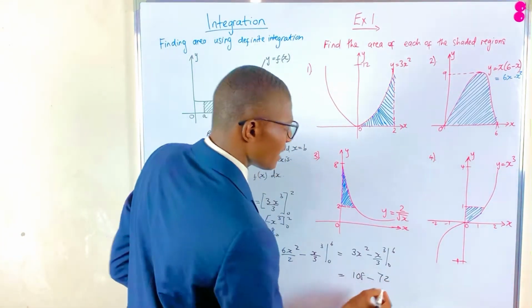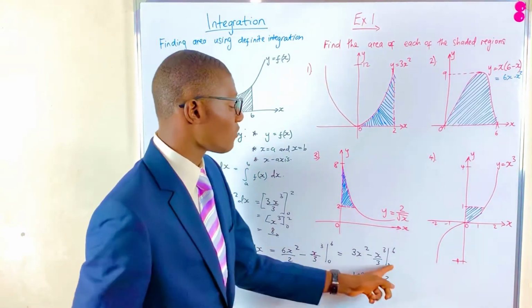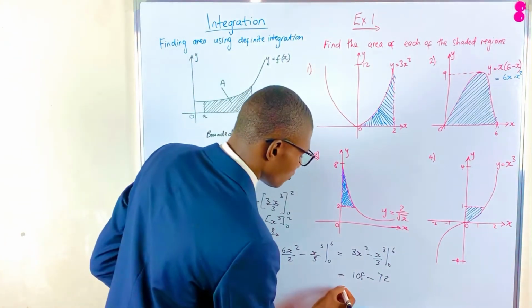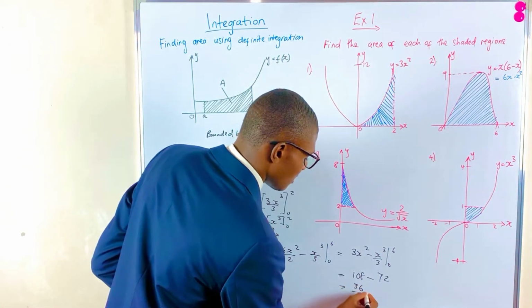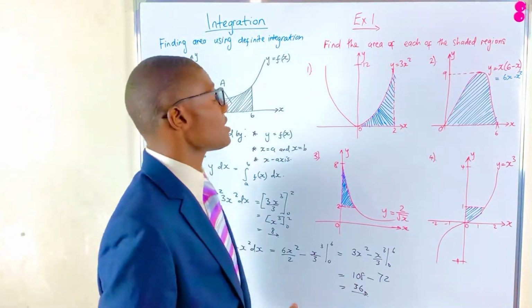And of course, this is for the upper limit. Since the lower limit is 0, its value is just 0. And 108 minus 72, we get 36. So 36 square units would be the area of this shaded region.